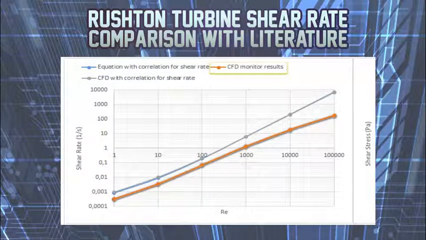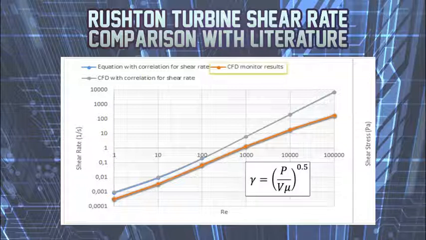The orange curve represents the CFD results, and the gray curve is another representation of the CFD results, but using the monitor report for shear rates, which was this equation. At first, the results are not very satisfying because the CFD results did not match those found in the literature.